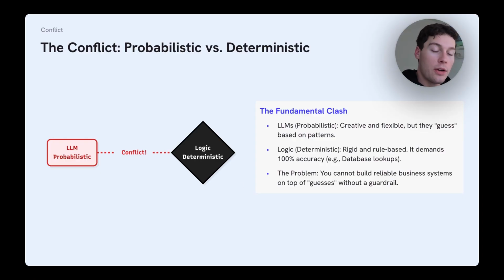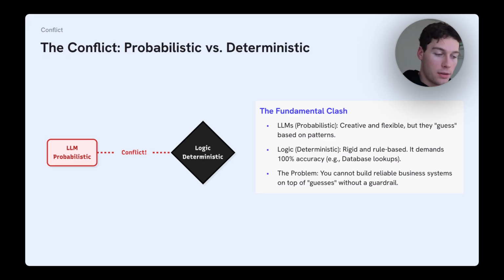True or false. Here's the problem with wrappers. They try to build a rigid, reliable business system on top of a probabilistic guessing engine. If you let the probabilistic engine drive the deterministic car, chances are the car is going to crash. You cannot build a reliable business on top of guesses without a guardrail.